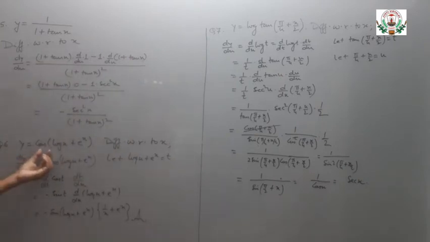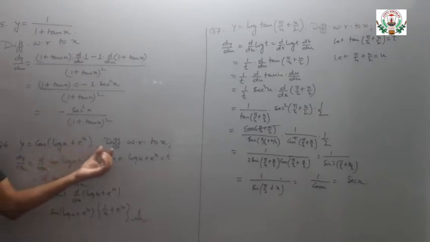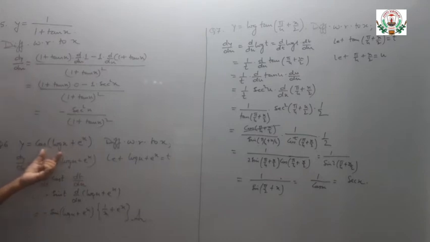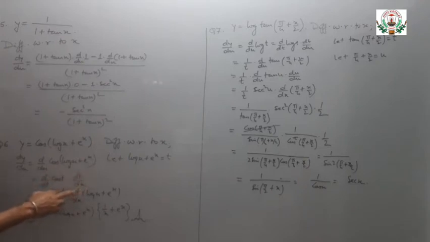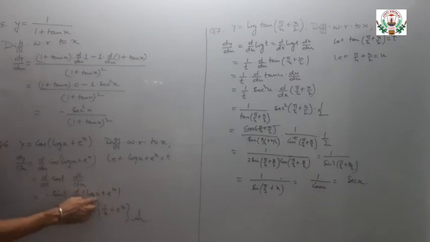If y equals cos(log x plus e to the power x), differentiate with respect to x. We can't open the bracket and take it as cos log x plus cos e to the power x. This complete log x plus e to the power x, we have to take as a variable t. So it becomes cos t. d by dt of cos t is minus sin t, and dt by dx comes in. d by dx of, in place of t, log x plus e to the power x. Now we can differentiate these two functions. d by dx of log x is 1 by x, and d by dx of e to the power x is e to the power x.